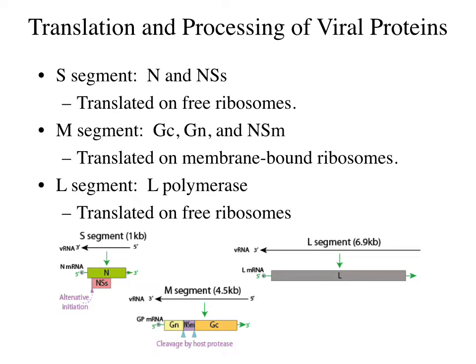The M segment carries the 2 glycoproteins, GC and GN, and another non-structural protein. These are translated on membrane-bound ribosomes because remember, glycoproteins are going to have to be processed through the Golgi to become glycosylated, and that's how they become inserted into the membrane to form the envelope for the virus. So again, the sort of thing that we've seen before.